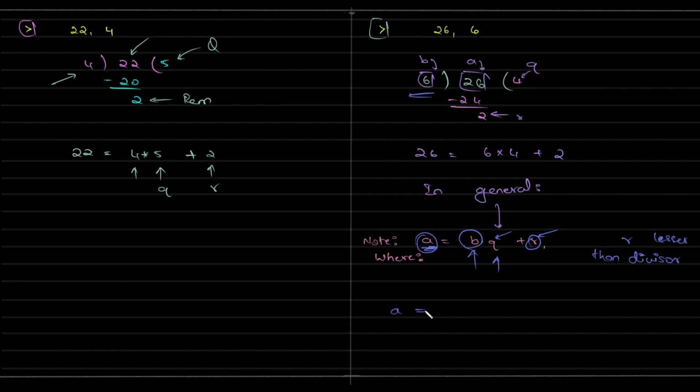So Euclid division lemma looks like A is equal to B into Q plus R, where the remainder can be 0 or greater than 0, but always lesser than the one which is dividing. So this is your Euclid division lemma. This is how it looks. It's all to do with division being written in a fancy way, that's all.